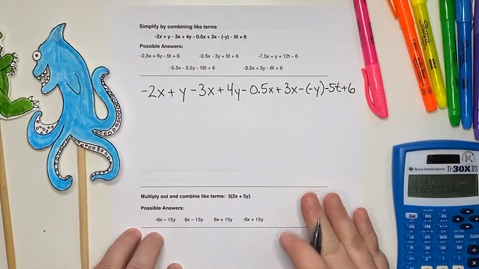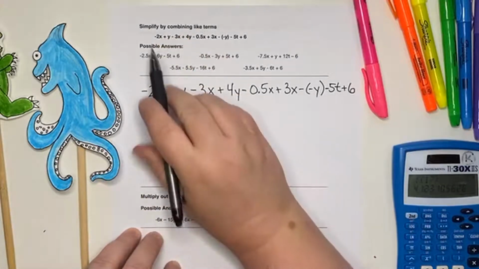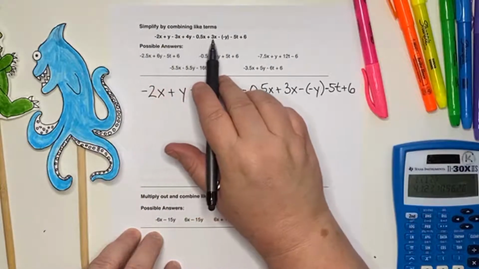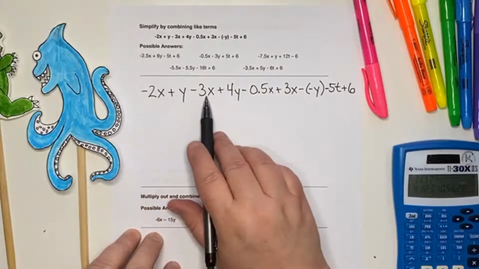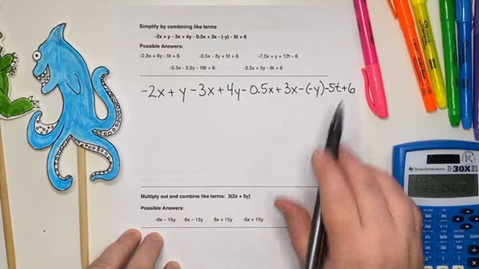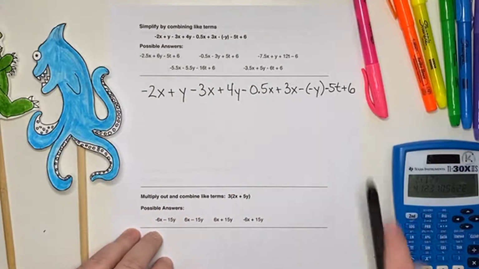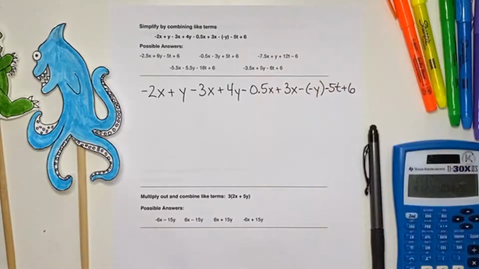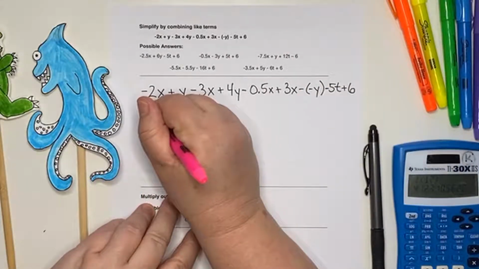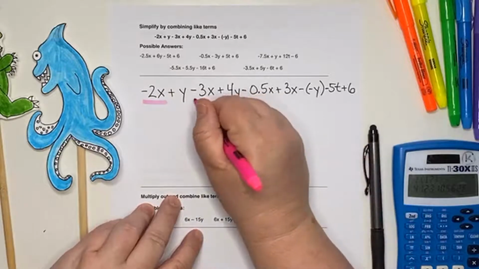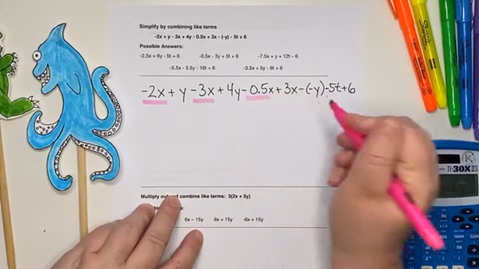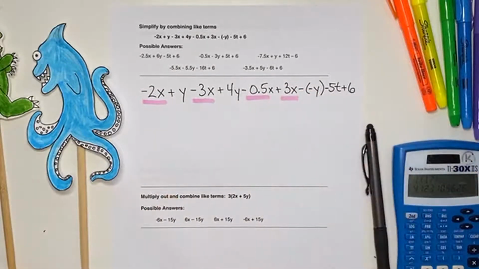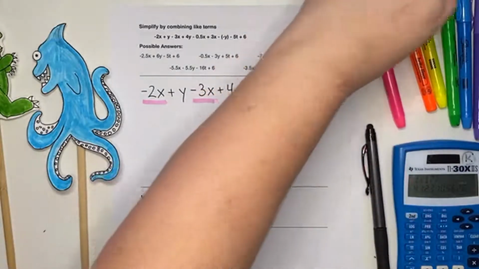So first thing is make sure you count 1, 2, 3, 4, 5, 6, 7, 8, 9. Make sure you got all the terms. And then for myself, I'm going to, again, color code these guys. So my X terms are all going to be pink. Yay, pink. I think I have 4 X terms.